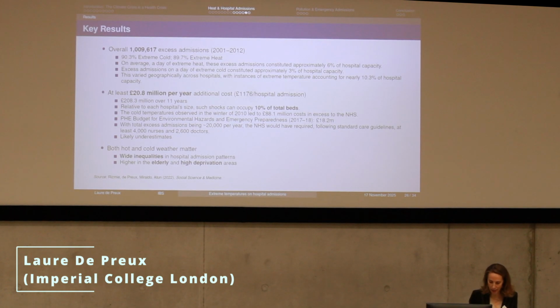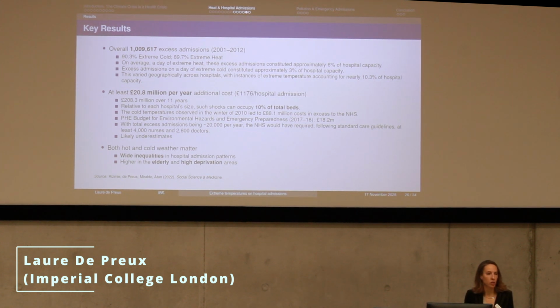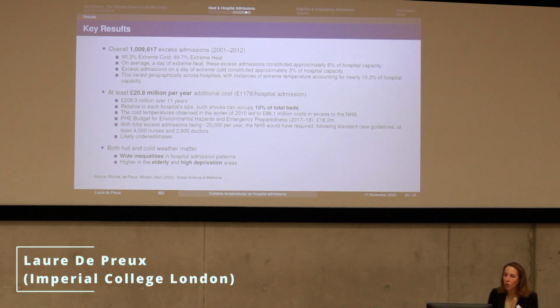Oh, sorry, it shouldn't be 89, it should be 9.7, sorry, that's a typo. What we see is that typically hospitals get above capacity, which is extremely costly, prone to error, and really makes the situation worse. Overall, this is 20 million excess admissions per year.